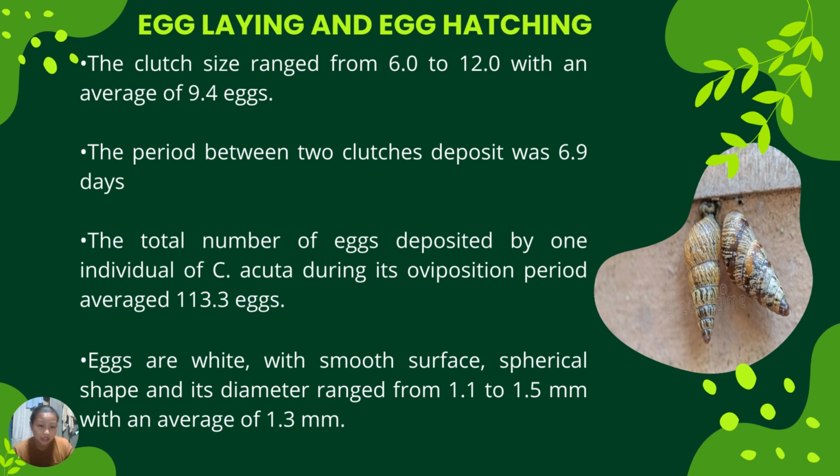So each clutch of eggs is 9.4 eggs deposited by an individual snail. The total number from how many clutches and how many eggs in each clutch is 113.3 eggs. Eggs are white with a smooth surface, spherical shape, and their diameter ranged from 1.1 to 1.5 millimeters with an average of 1.3 millimeters.